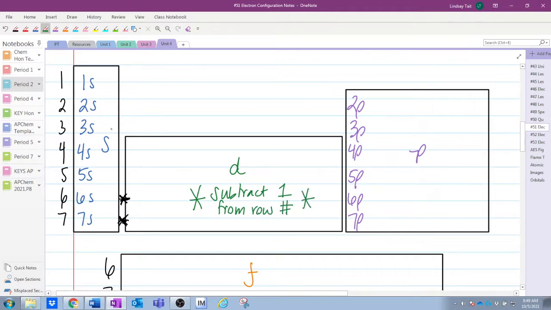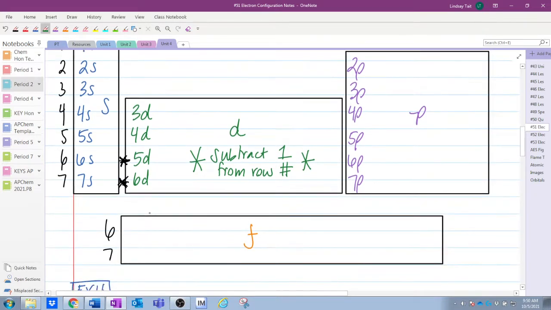Meaning, if I'm on the fourth row with scandium, I'm not going to write 4D. I'm going to subtract 1 from that row number, and that means scandium starts the 3D sublevel. And then yttrium is right here in the D block. But I'm not going to say yttrium starts the 5D. I'm going to subtract 1 from 5. Yttrium starts the 4D sublevel. And then lanthanum starts the 5D. Actinium starts the 6D. Why are we doing this? It's just because it's going to help us put things in order by energy. Help us put them in sublevel order by energy.